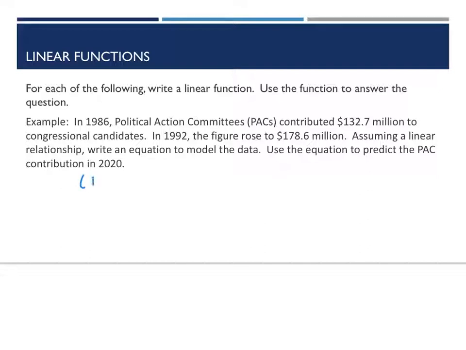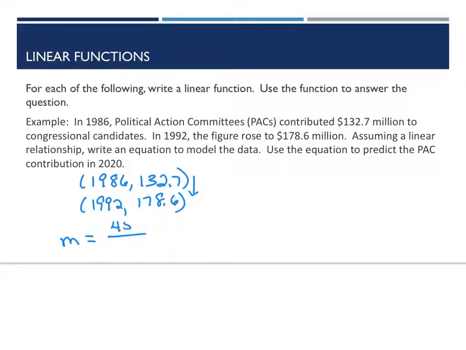In 1986, the amount contributed to political action groups was 32.7 million. In 1992, it was 178.6 million. If I want to find my rate of change, from here to here, I contributed more, so it's going to be positive. If I do 178.6 minus 132.7, I get 45.9.